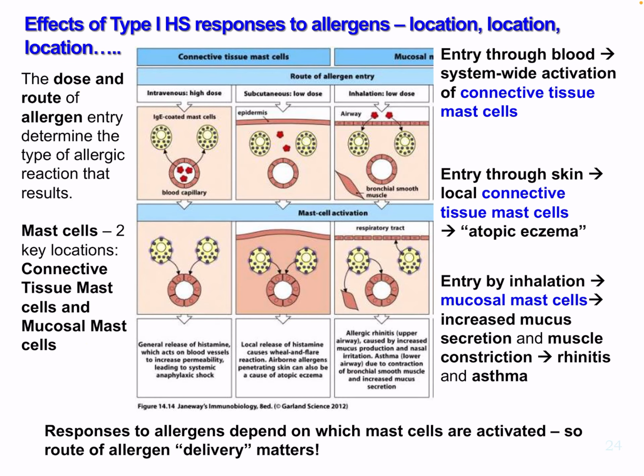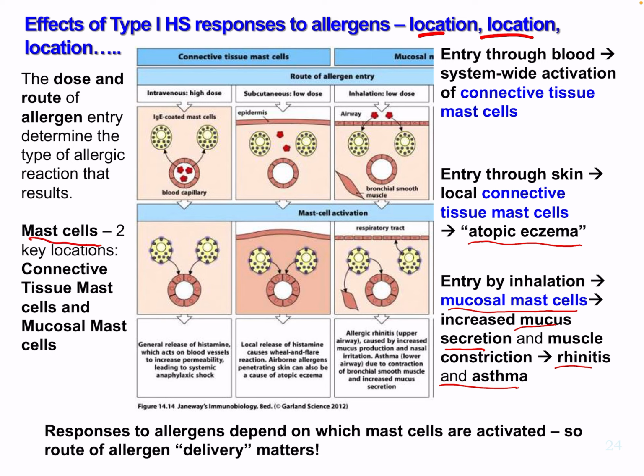So one important thing to keep in mind is that our type 1 hypersensitivity response to allergen is really dependent on location. For example, entry through the blood can result in system-wide activation of connective tissue mast cells. Entry through the skin can cause local connective tissue mast cell activation, causing atopic eczema. We can have entry by inhalation, which affects our mucosal mast cells, causing increased mucus secretion and muscle constriction, causing rhinitis and asthma. And again, the dose and route of allergen entry determine the type of allergic reaction that occurs.